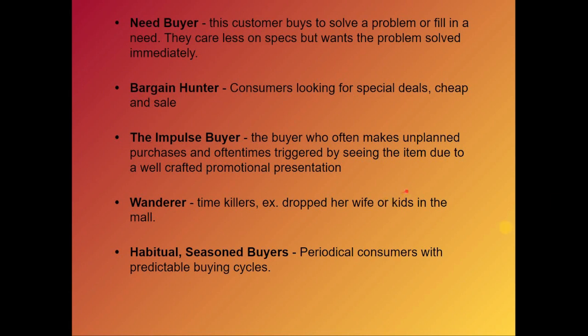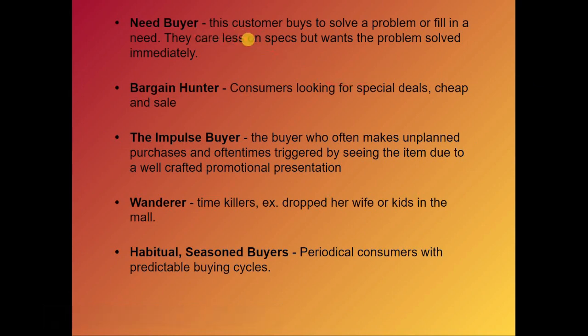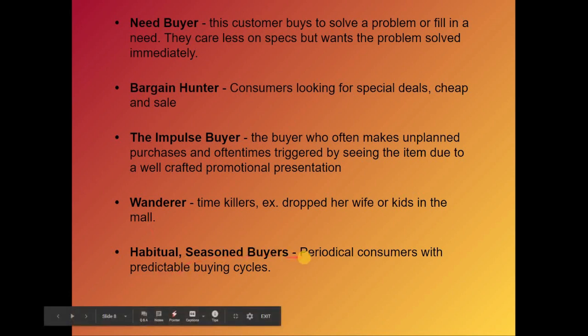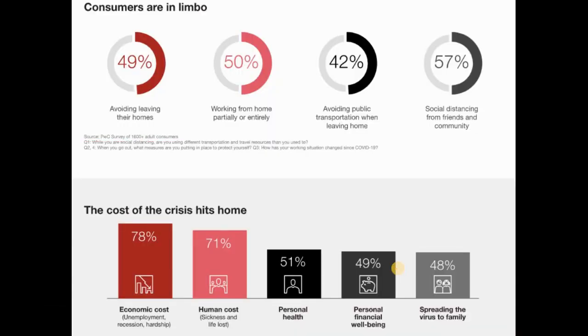So those are the definitions, no, yung sinabi ko sa inyo, the explanation. So the need buyer again would buy to solve a problem. The bargain hunter looks for special deals, cheap and sale. Ang gusto niyan palagi yung mura. The impulse buyer often makes an unplanned purchase and oftentimes triggered by seeing the item due to a well-crafted promotional presentation. And wandering time killer, for example yan, drop her wife or kids in the mall, and just passing time. And then habitual or seasonal buyers, periodical consumers with predictable buying cycles. So yun yung mga iba't ibang klase ng buyers natin.